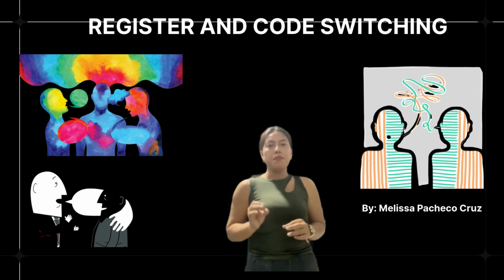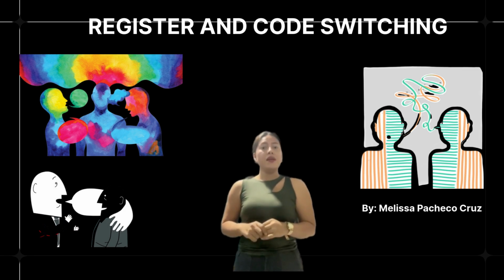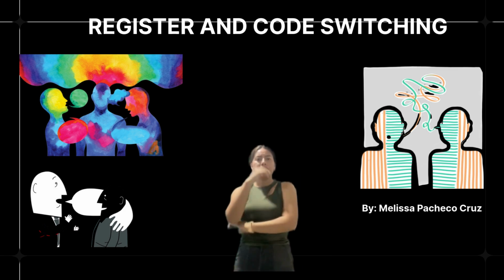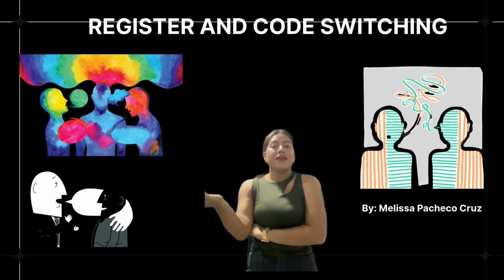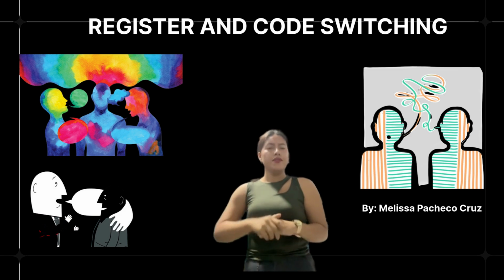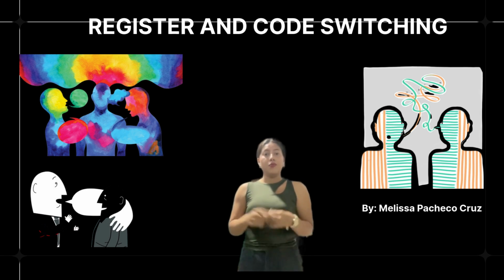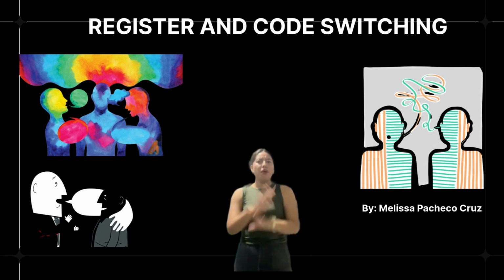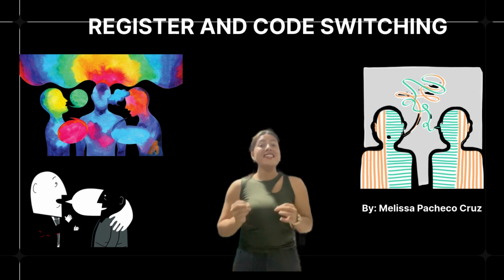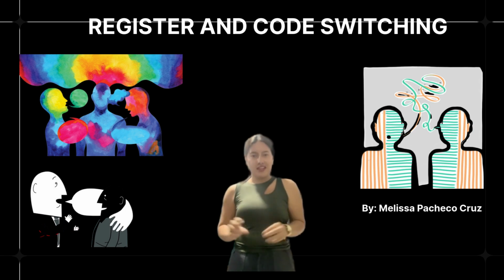Today I'm going to explain the concepts of register and code switching. Register is simply the way we change our language depending on who we are talking to. For example, with a teacher, we usually speak more formally: "Good morning, could you please help me?" But with friends, we are very informal: "Hey, what's up?" This shows how language adapts to context.